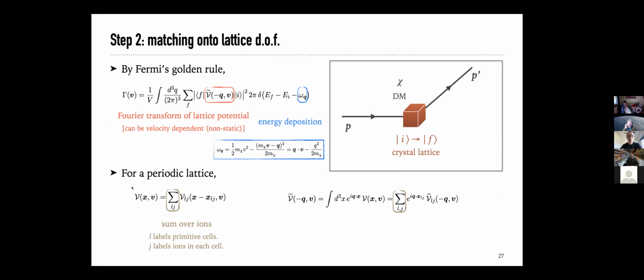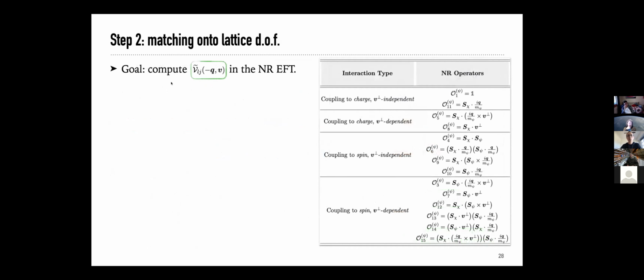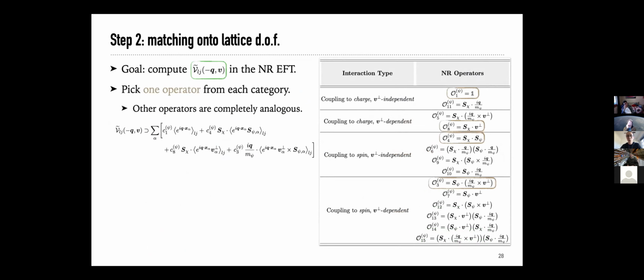And so we're writing the total potential as a sum over the ions, and correspondingly in momentum space, there's also a sum where there's a phase factor associated with each ion. The key quantity now really becomes this V tilde Lj, which is the scattering potential between the dark matter and an ion at the site Lj. So we can compute this quantity in the EFT with these operators. I'm going to show you how the calculation works by picking just one operator from each category because the calculation is completely analogous for the other operators.